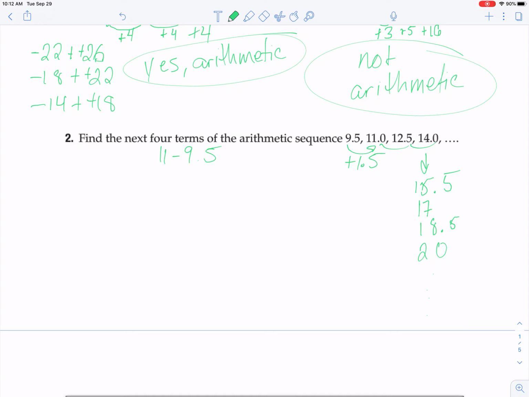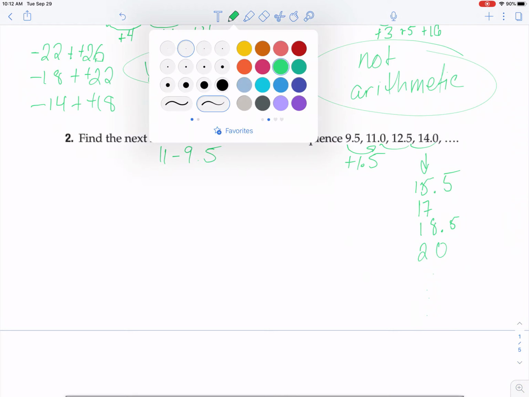That's not so bad if they just ask me for the next 4 terms, or even if they had said, how about the 10th term or something like that. The way I can label those, let's get a color switch here.